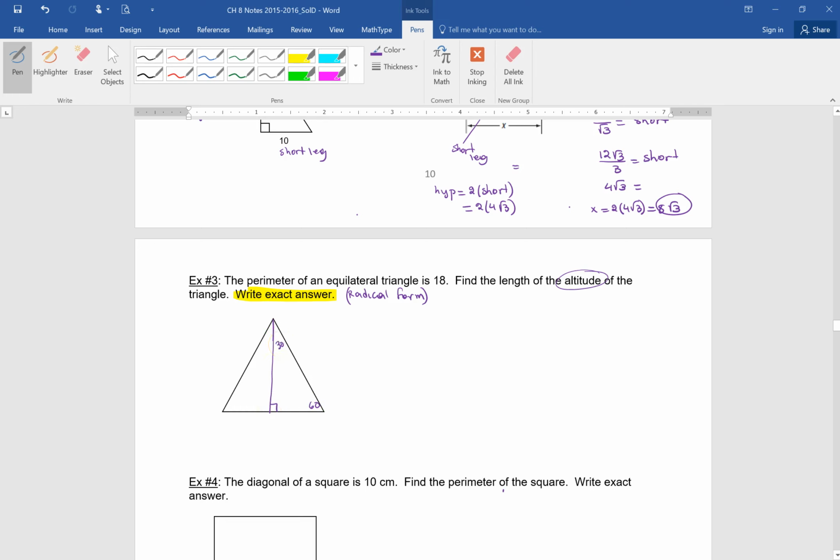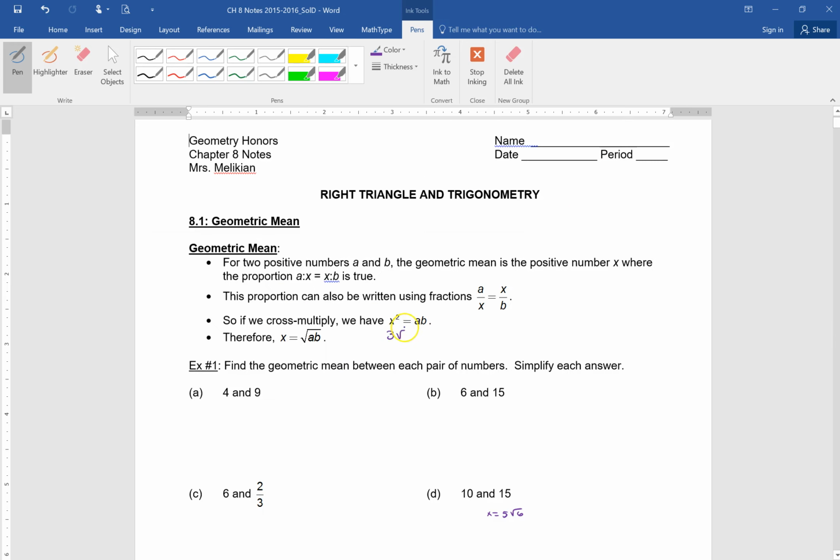How big is each side if the perimeter is 18? 6. And then how big is this side? 3. Okay? That much is 3. Okay, and now what we need to find is this x. So in the, as far as the sides of a triangle, what is x? Is it the short leg, the long leg, or the hypotenuse? X is the long leg, okay? Because it faces the 60, it's the long leg. That's how you know. So x is equal to the short leg times root 3. It's just 3 root 3.